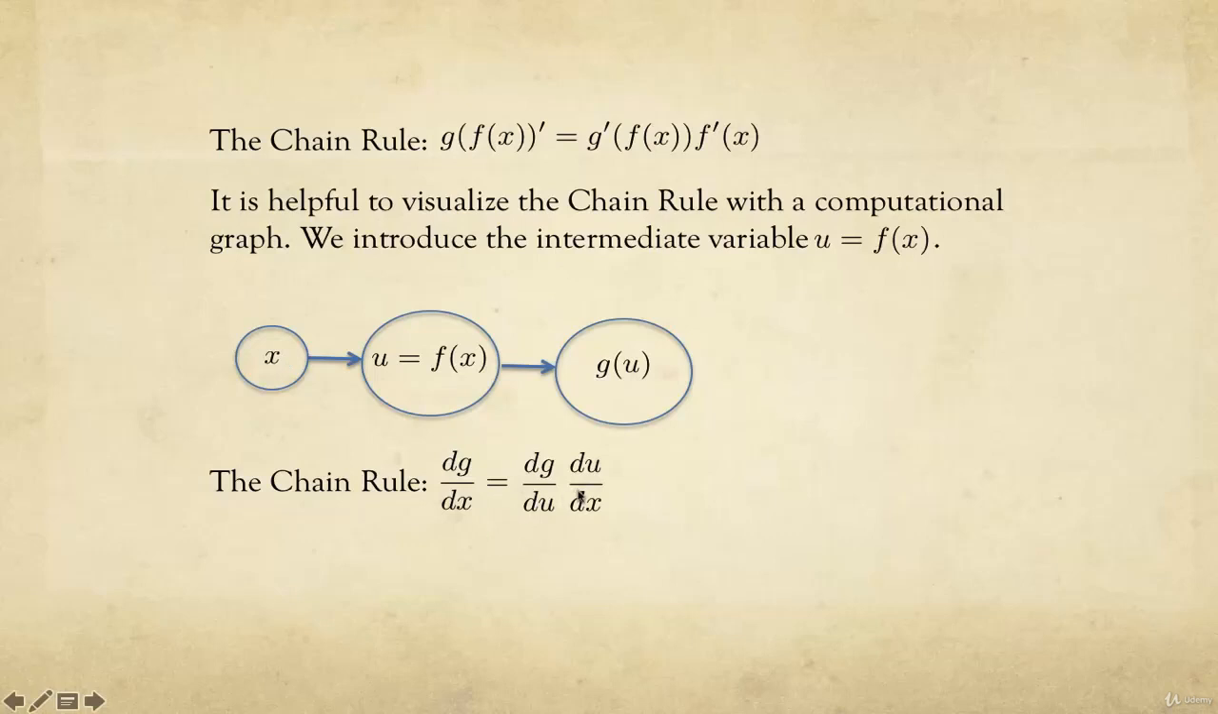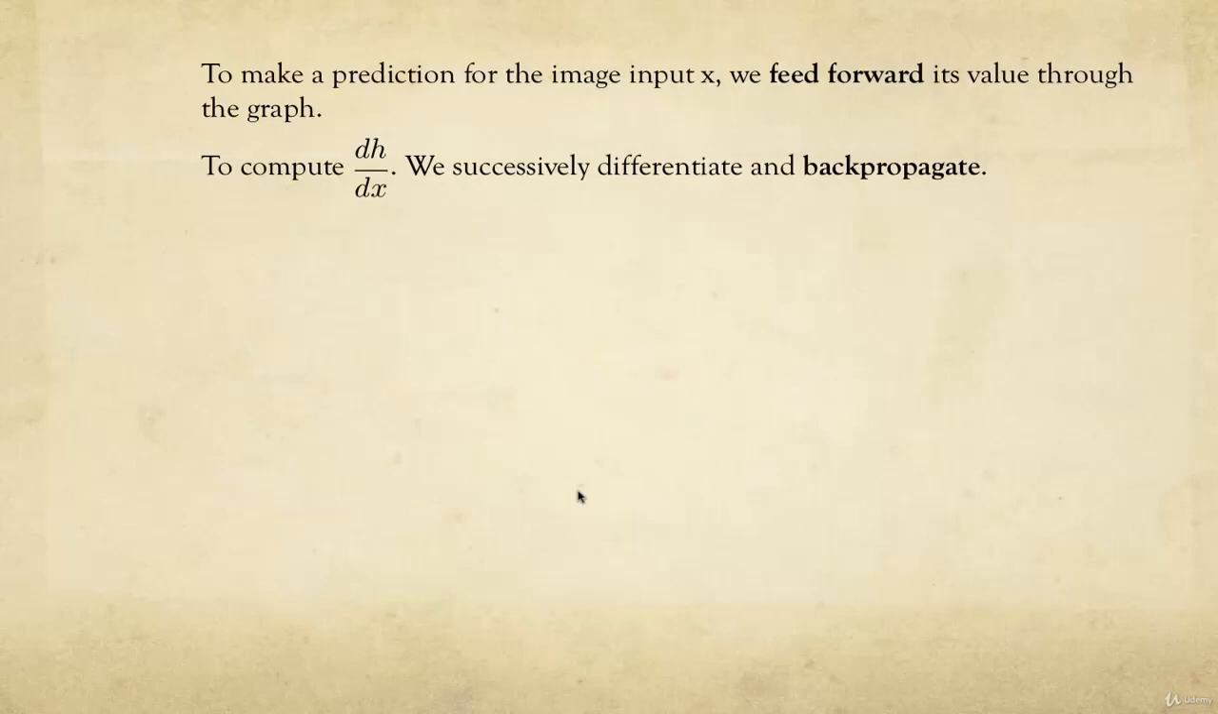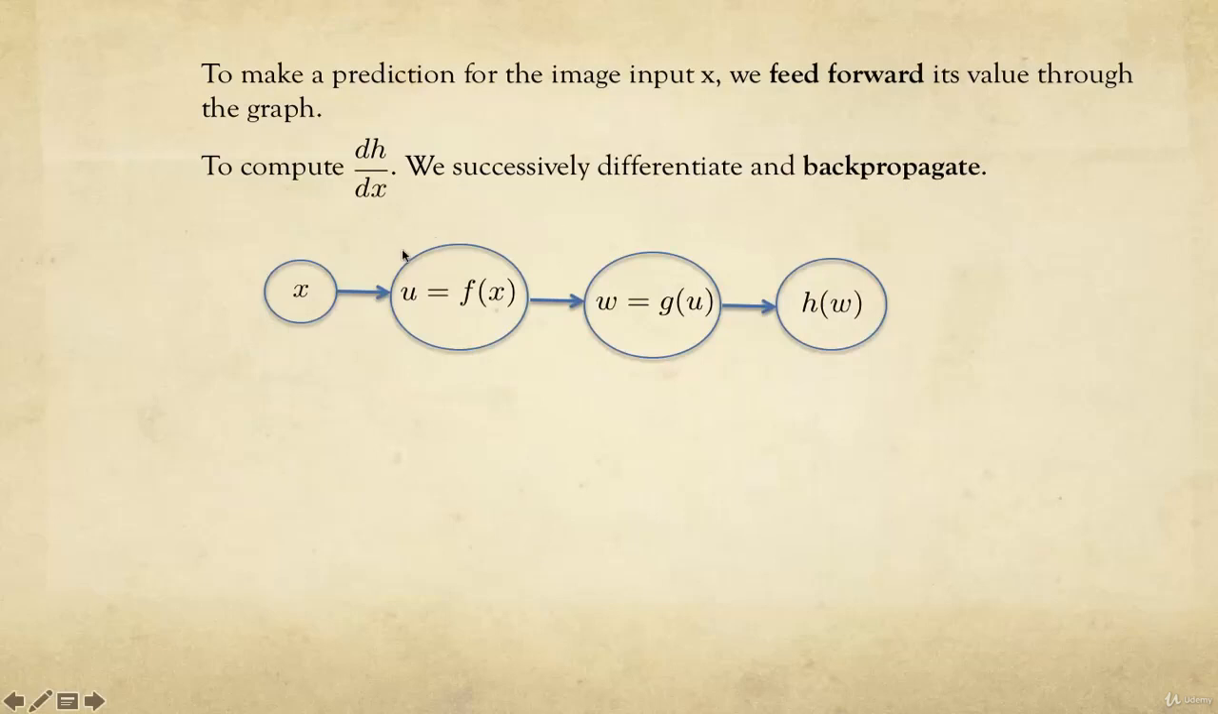Let's do another example, just to see this in a longer chain. So remember we have a neural network, which is a composition of a bunch of functions. If we want to make a prediction on the image x, then we feed forward the value of x through the computational graph. But to compute the derivative, we have to differentiate and backpropagate. So here's a picture. If I want to make a prediction on x, then I have to go forward, and that's what we saw in the neural network. But when we differentiate, we have to go backwards. So that's why we call that backpropagation.